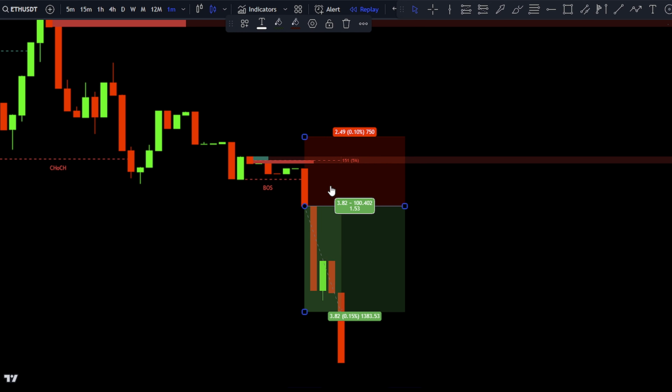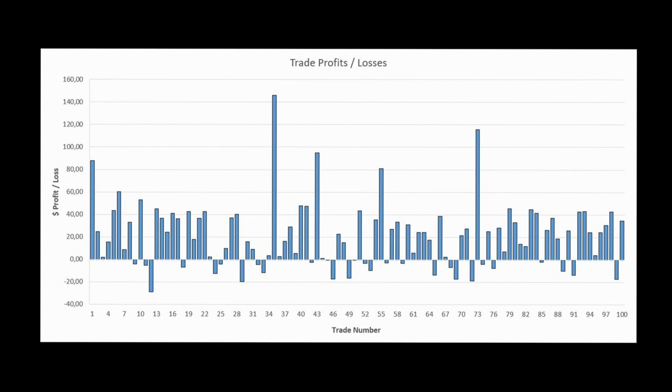Okay traders, now you know exactly how to use this indicator. Now let's move on to the backtesting to find out its true win rate. After taking 100 trades with the strategy, we can see that the results look really good.